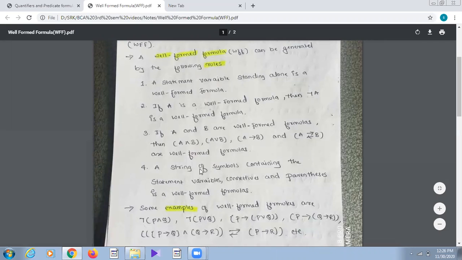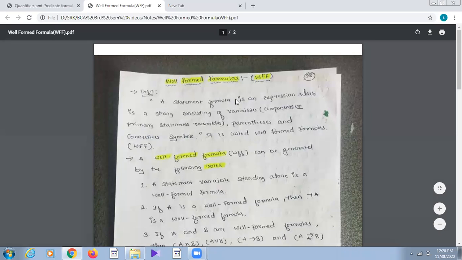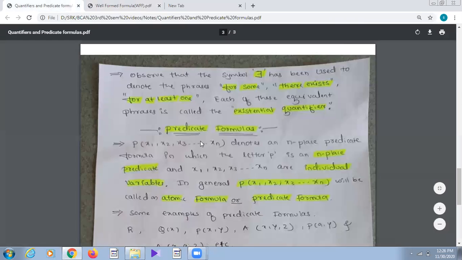We studied the well-formed formula concept for the four connective symbols, that is the standard formula for connective symbols. Here, whatever this formula is, it is the predicate formula for predicates.